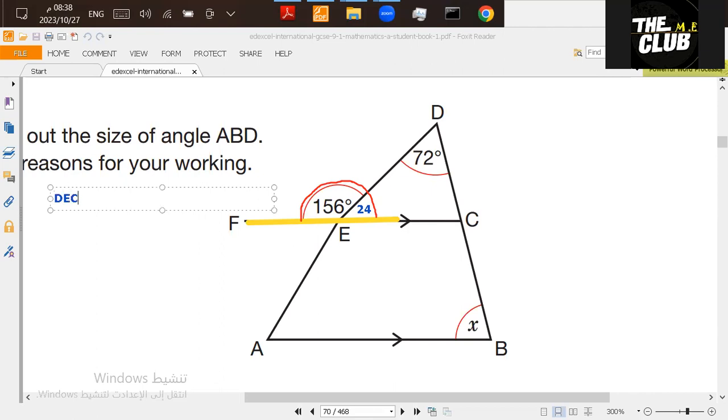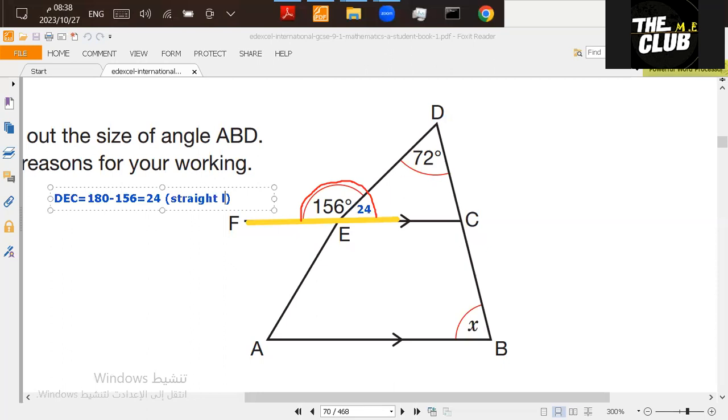So DEC equals 180 minus 156. And what's the reason? Sorry, equals 24. And then the reason is straight line. Okay, straight line. Good.